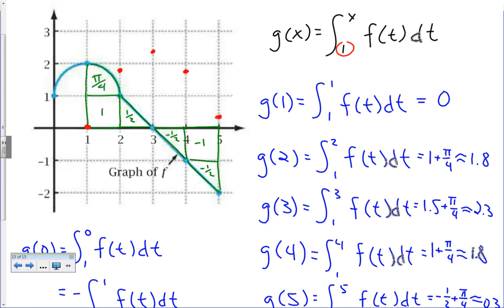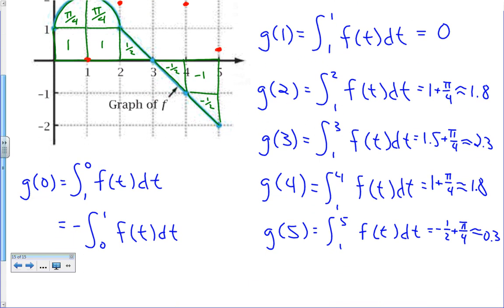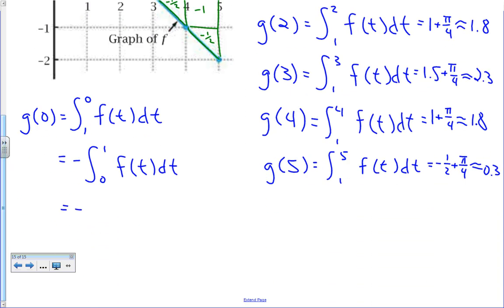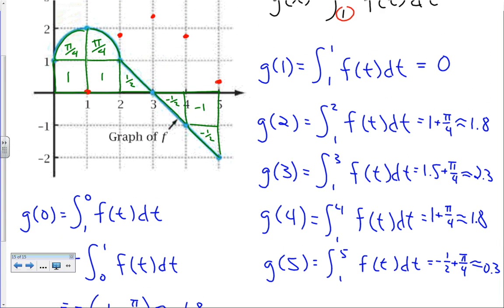So from 0 to 1, that's this region right here. In fact, that's identical to the region from 1 to 2. So we know this is 1. We know this is pi over 4. So this turns out to be equal to, don't forget your opposite, your negative sign out front there, but the integral from 0 to 1 is 1 plus pi over 4. And we're going to take the opposite of that, so that's approximately, again, 1 plus 0.8, there's 1 plus pi over 4 is 1.8. The opposite of that's going to be a negative 1.8. So we're going to sketch a point. When x is 0 at a negative 1.8, it's about right here.